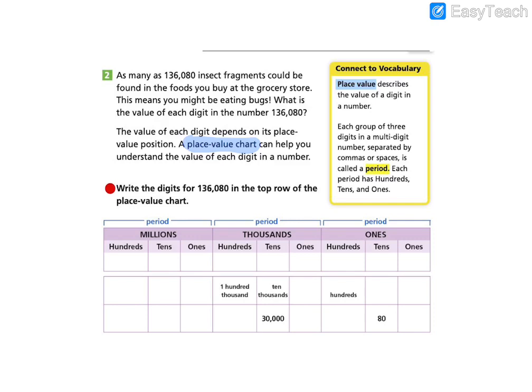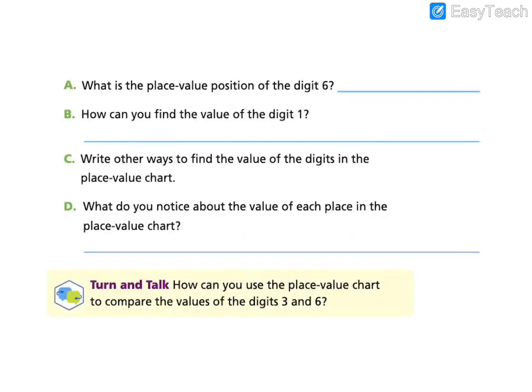We need to go ahead and write the digits for 136,080 in the top row, this section here of the place value chart. Go ahead and pause the video and fill those in. Okay, so go ahead and check and see if you've gotten that correct. Then we're going to go ahead and move on to the second section of this page with the questions.